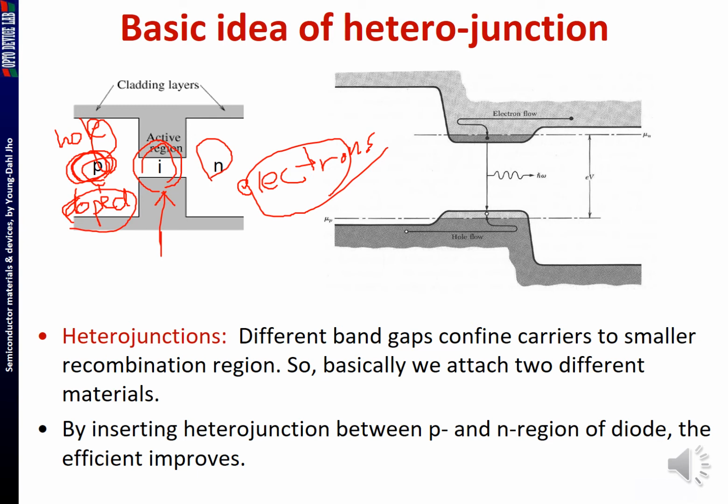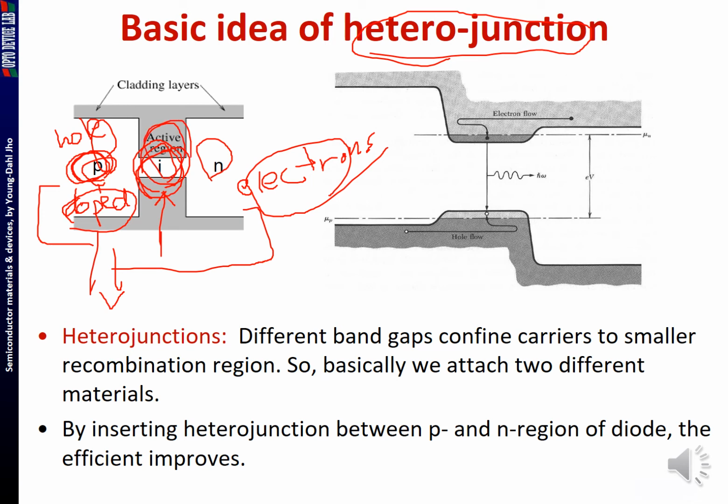So now a PIN diode will be formed under the external bias. And we call this layer a heterojunction. Hetero means different materials. Junction means they meet in this area. So this is a little more detailed picture of the band diagram.